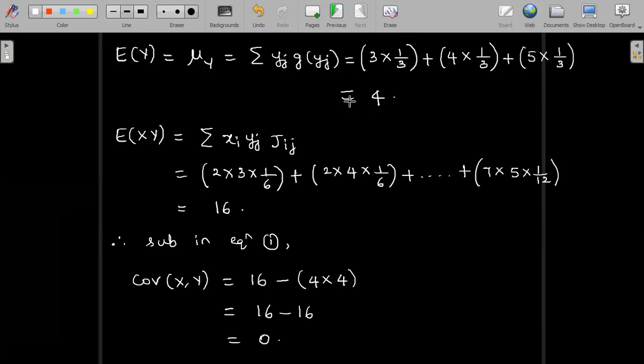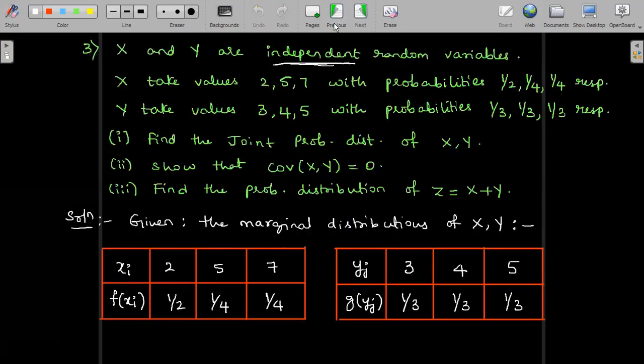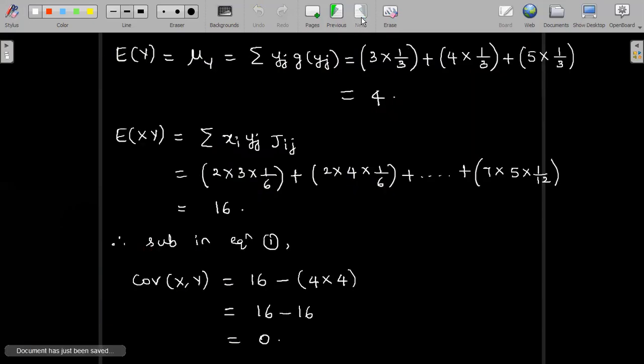And the question was also the same thing. Second part of the problem was to show that covariance of x comma y is equal to 0. Now the last part of the problem is to find the probability distribution of z is equal to x plus y. We have to obtain the probability distribution of z equal to x plus y. So let us perform that.